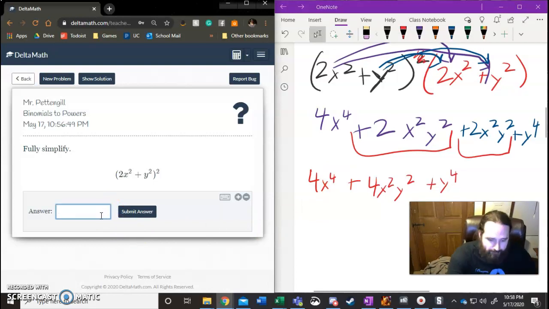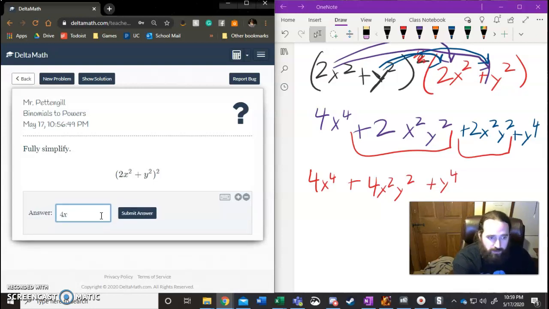So, 4x. Now here's the tricky part. Remember to hit the shift 6s wherever you need to make those exponents, and then tap the right arrow to get out of that exponent. Plus 4x squared y squared plus y to the 4th.